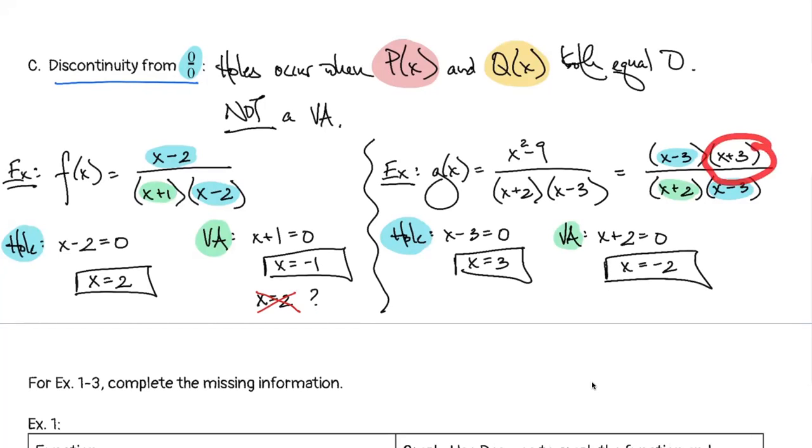What about this one? X plus 3. We didn't do anything with that yet. What does that x plus 3 tell us?